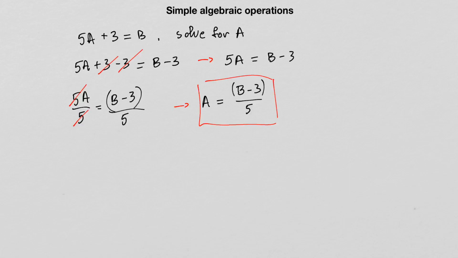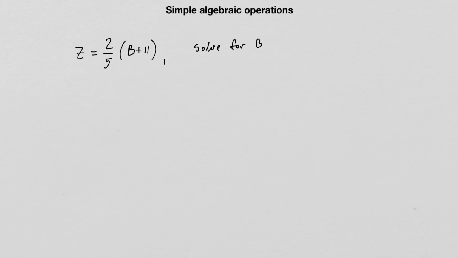Here is a different example, which is also to reinforce the importance of order of operations. Here we have that z is equal to 2/5 of (b plus 11). And what I want is to solve for b. Okay, so in the previous example, on the previous page, let's go back to it, I had 5a plus 3 was equal to b. The first step was to take care of the 3 here on the left-hand side and then deal with the 5. But now the situation is very different.